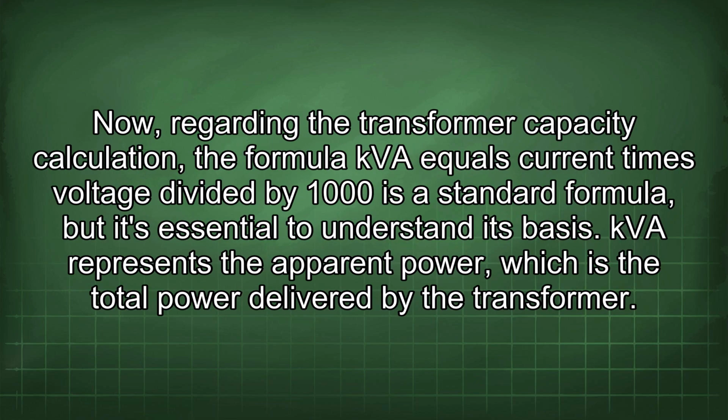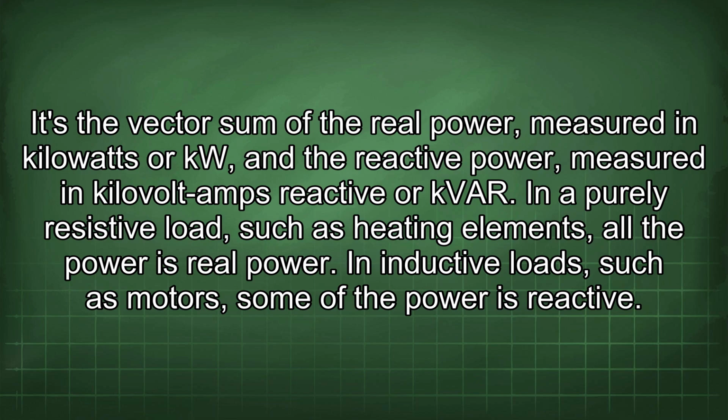Now, regarding the transformer capacity calculation, the formula kVA equals current times voltage divided by 1000 is a standard formula, but it's essential to understand its basis. kVA represents the apparent power, which is the total power delivered by the transformer. It's the vector sum of the real power, measured in kilowatts or kW, and the reactive power, measured in kilovolt amps reactive or kVAR. In a purely resistive load, such as heating elements, all the power is real power. In inductive loads, such as motors, some of the power is reactive.